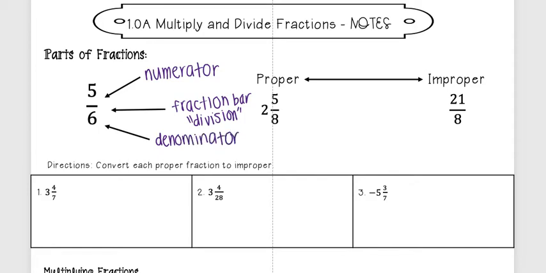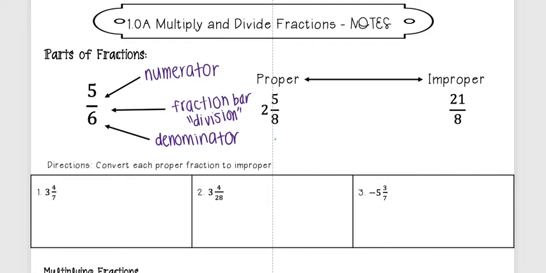Something else we need to know about fractions is that we have proper fractions and improper fractions. Proper fractions usually have this number out in front, not always. But the key thing with proper fractions is that the smaller number is on top while the larger number is on bottom. With improper fractions, the larger number is on top and the smaller number is on the bottom.